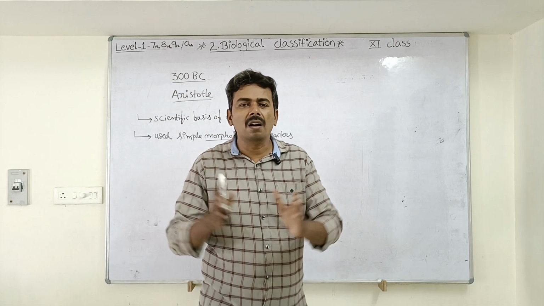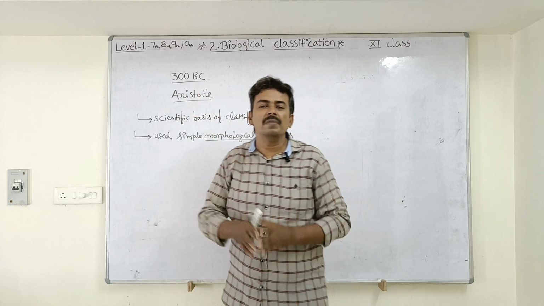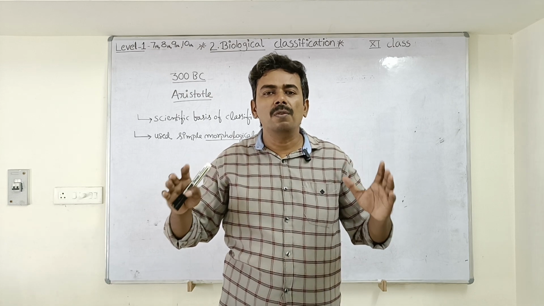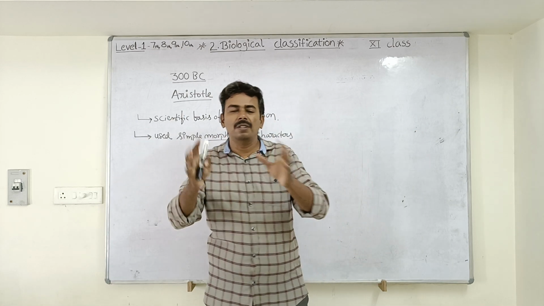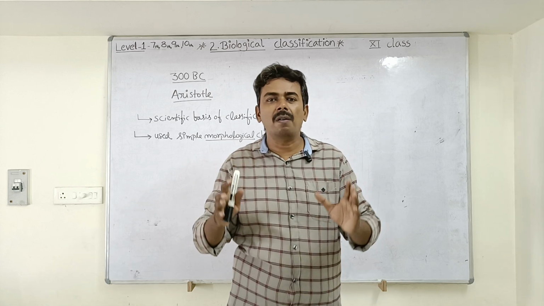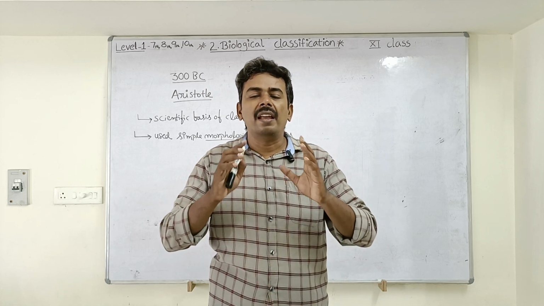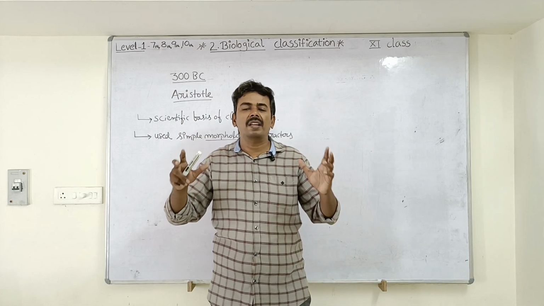Students, long ago, about 300 BC, at that time science and technology wasn't developed much, and all the people who used to live at that time, they used to classify the living organisms into different groups based upon their uses such as food, shelter and clothing. Okay, they never tried to classify the living organisms based on scientific principles.